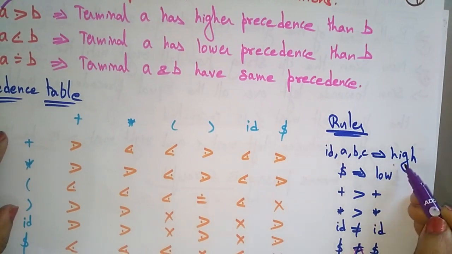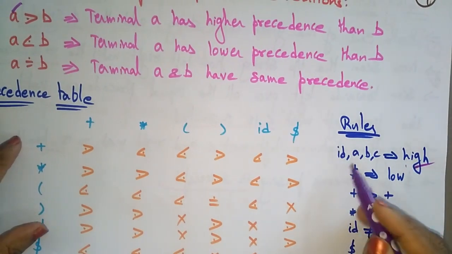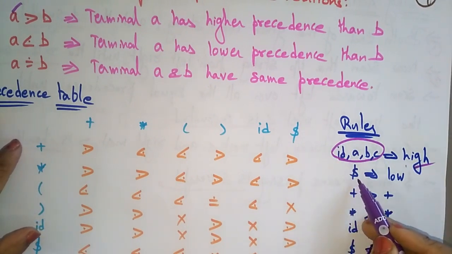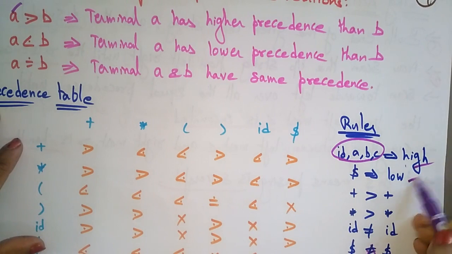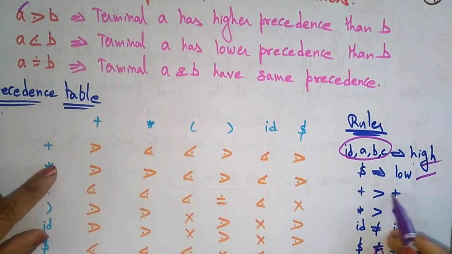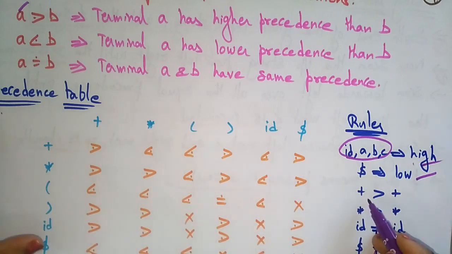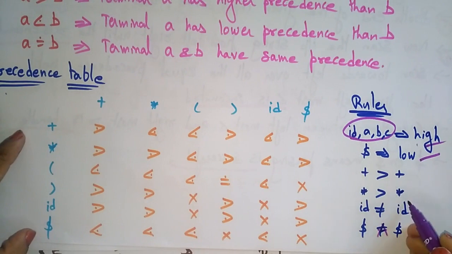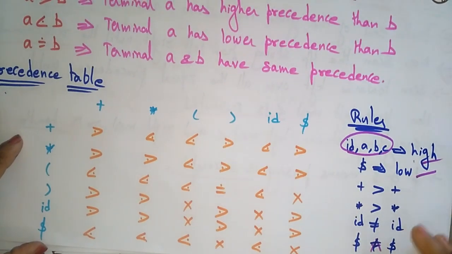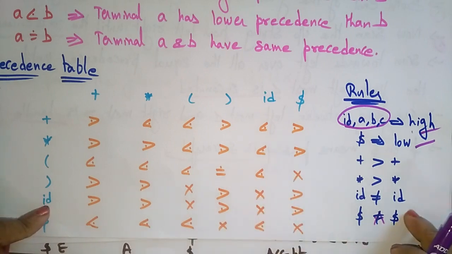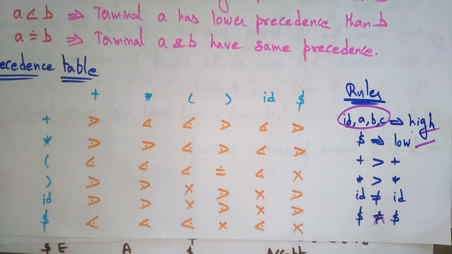Always think of id, a, b, c: these terminals should have high precedence. Whereas the dollar, the acceptance string, has low precedence. If both are plus, the left-hand side should be greater than, so plus is greater than plus. And star is greater than star, and id is not equal to id. Whenever both ids are encountered, they are not related, so you place a blank there.